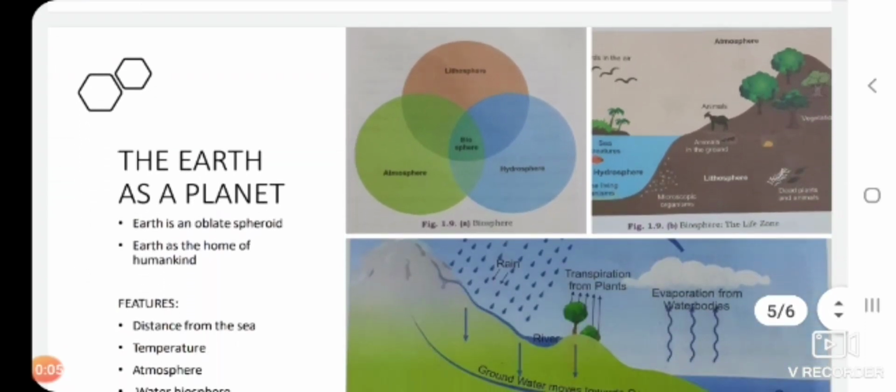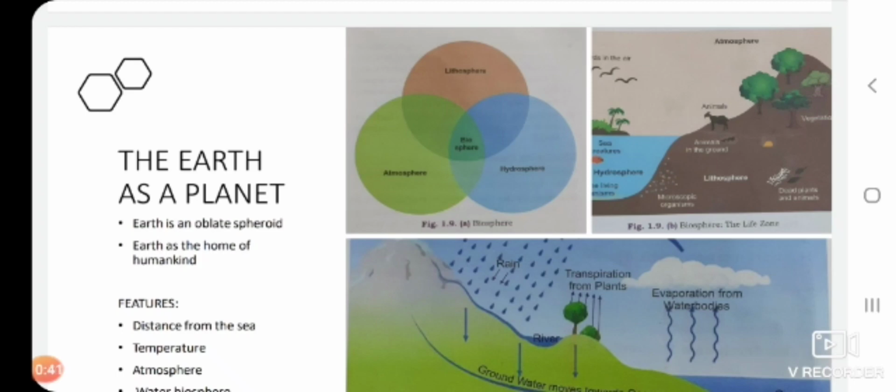Here, let us talk about the Earth as a planet. In this, let us discuss why Earth is an oblate spheroid, why Earth is a home for humankind or for living creatures, and some of the features that make it a home for humankind. Okay, the Earth as a planet is a spherical object in space which moves around the sun. What is the sun, children? The sun is nothing but a star, and the planets receive light from it.